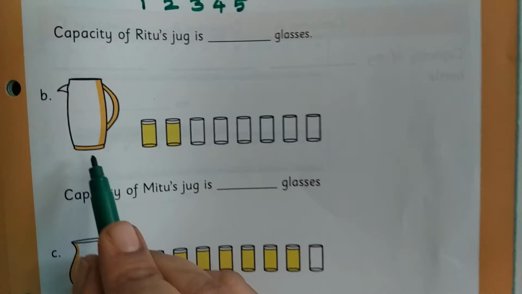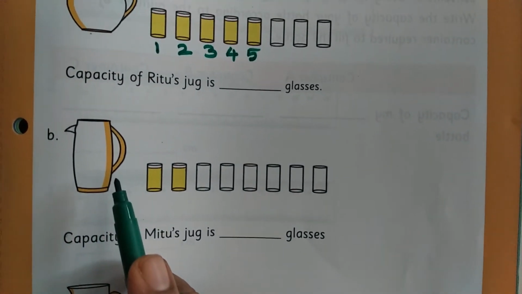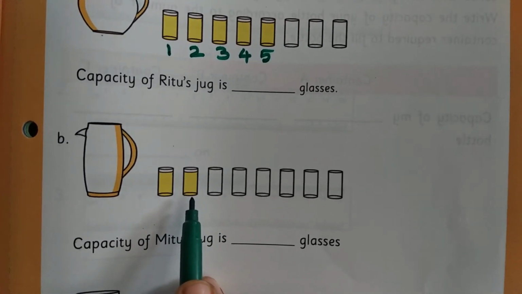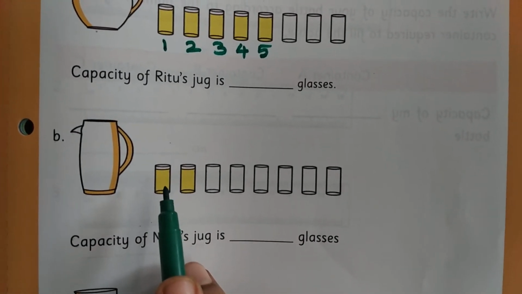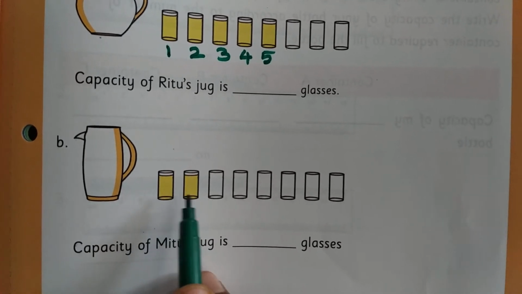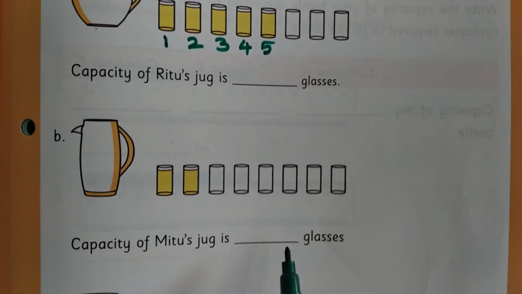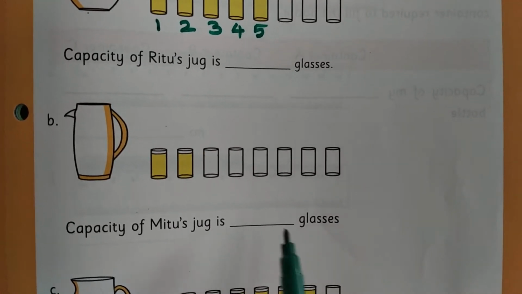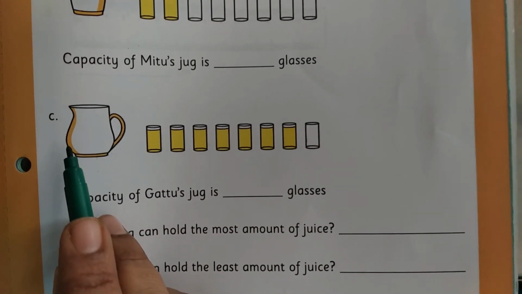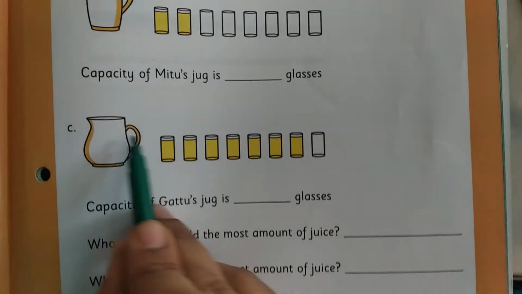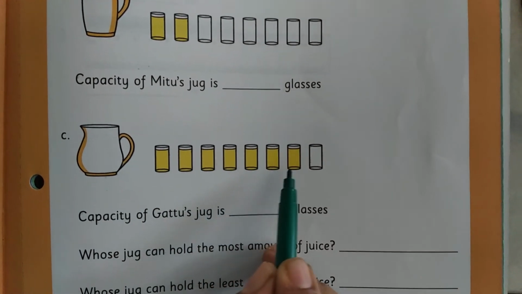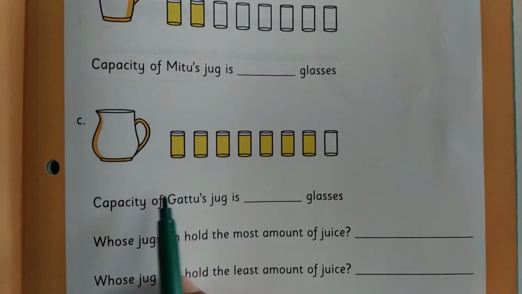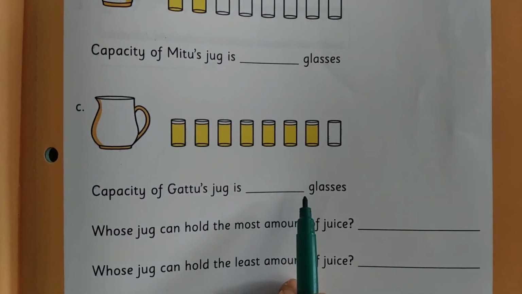Like that you want to count Mitu's jug. From Mitu's jug, how many glasses of juice are there? Yes, 2. Only 2 glasses of juice are there. So how many glasses do you want to write here? Yes, very good, 2. Now see the third one, C option. Here also they have poured the juice into glasses. So how many glasses of juice are there? You want to count and write in this dash.